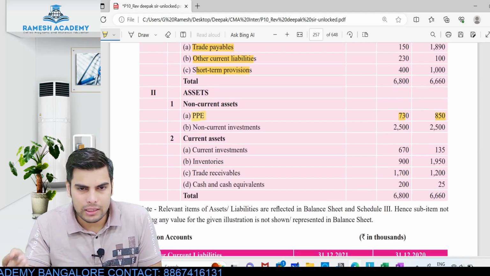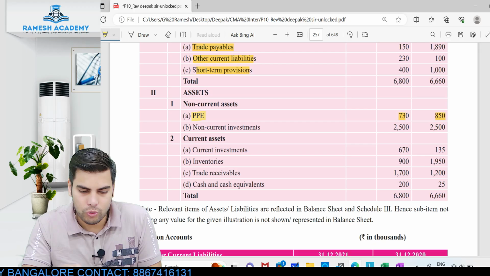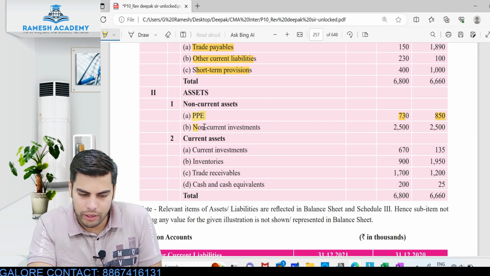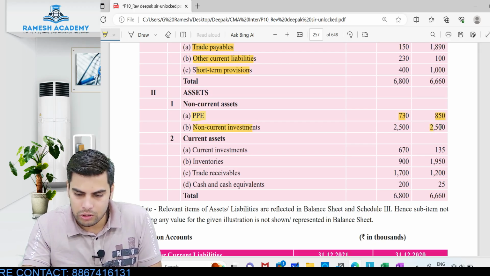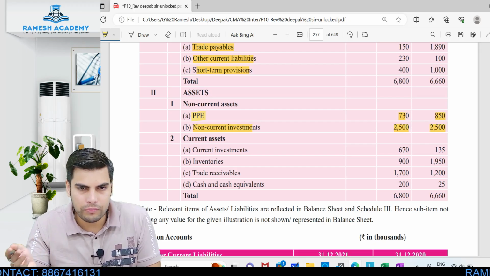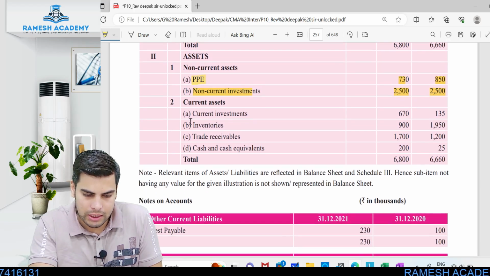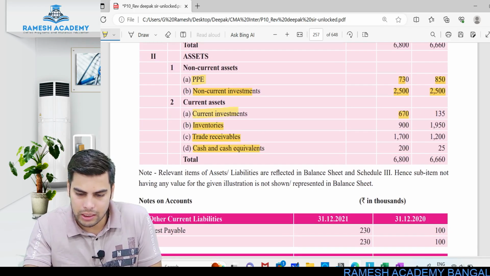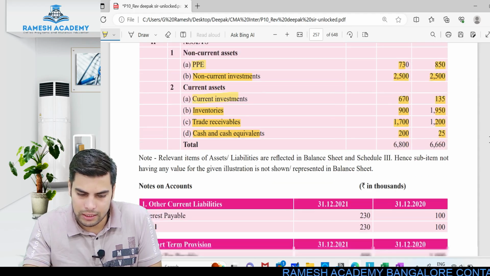At the end of last year, it was 850. So it means you would have sold, or after depreciation, it would have reduced. Non-current investment, that is long-term assets, is the same, 2,500 in the previous year, and this year also it is the same. Okay, so current assets we have got current investment, inventory, trade receivable and cash equivalent. So we'll be looking at these figures, whether it is increased or decreased.